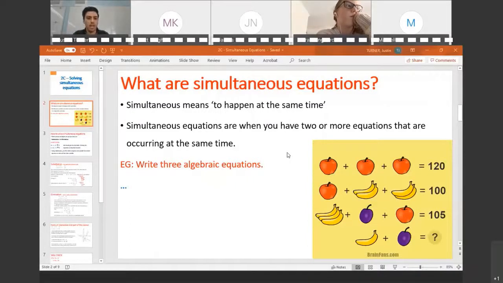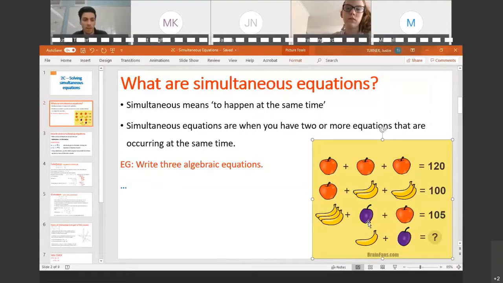So simultaneous, the actual word simultaneous means to happen at the same time. So what it's saying is that these equations are all happening at the same time. They're all interconnected. And you have two or more equations that are occurring at the same time. Now, you might recognize this because this is one of our Motivate email check-ins. So you've actually had some practice, maybe not realizing, with simultaneous equations already.